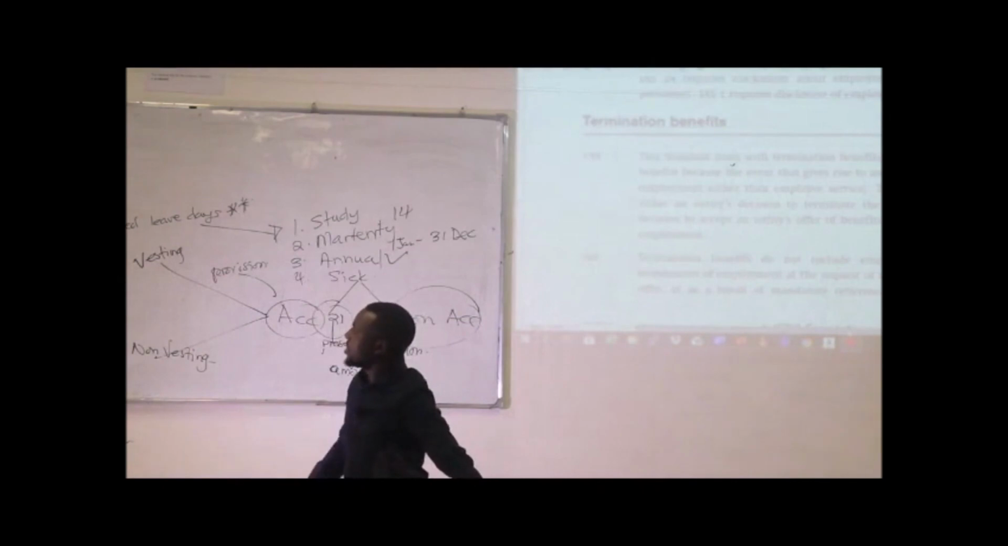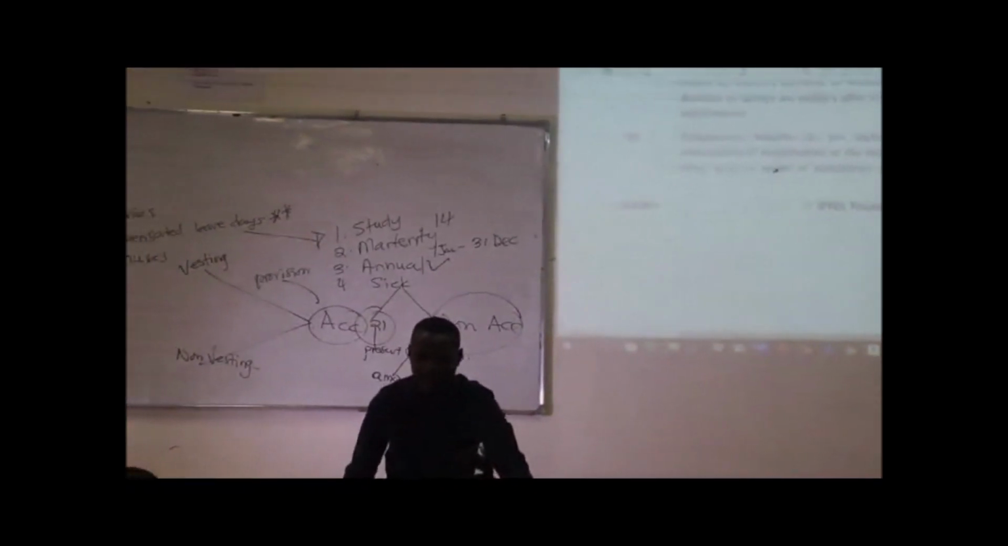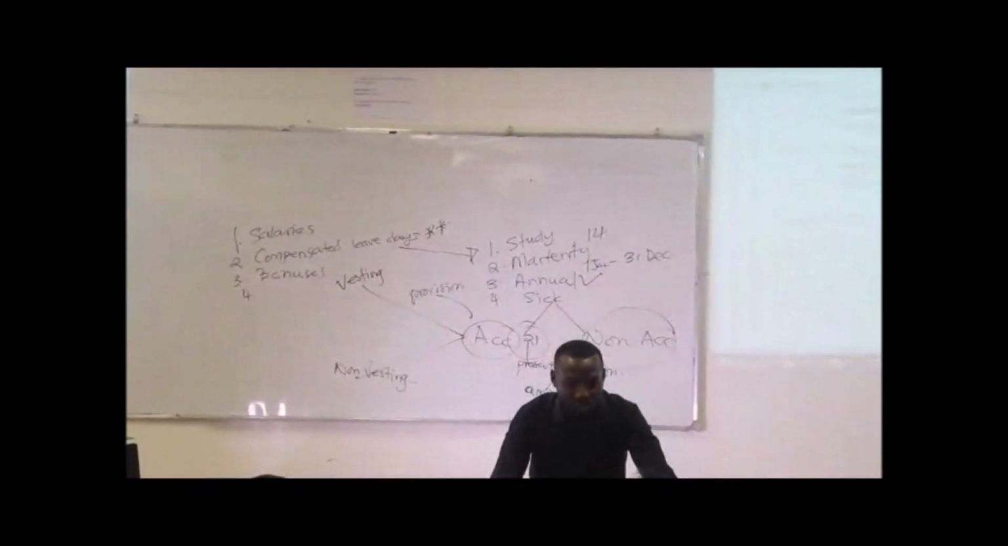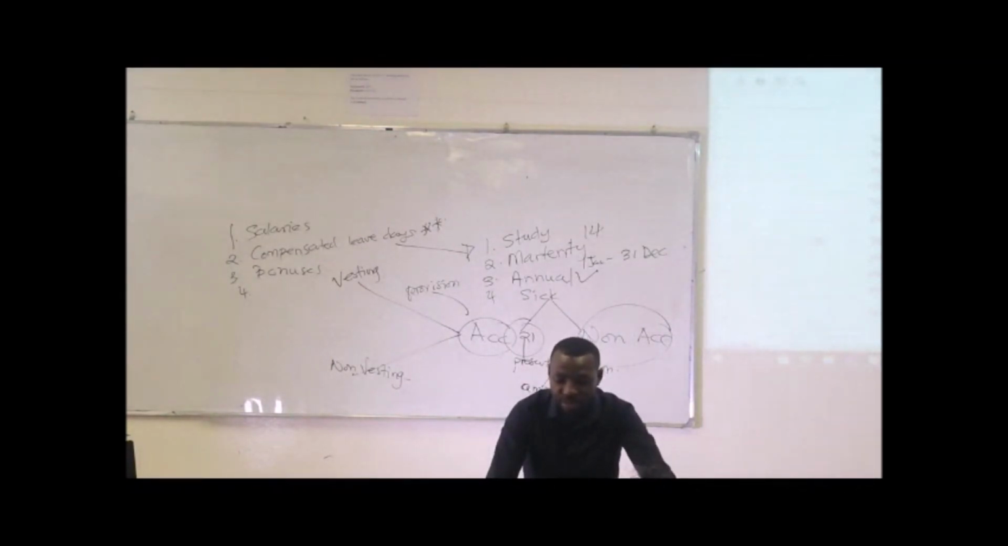So 159 talks about what the standard deals with. Yeah, we know it deals with termination benefits. 160, termination benefits do not include employee benefits resulting from termination of employment at the request of the employee without an entity's offer or as a result of mandatory retirement requirements, because those benefits are post-employment benefits. So some entities provide a lower level of benefit for termination of employment at the request of the employee, in substance a post-employment benefit, than for termination of employment at the request of the entity. The difference between the benefit provided for termination at the request of the employee and the higher benefit provided at the request of the entity is a termination benefit.